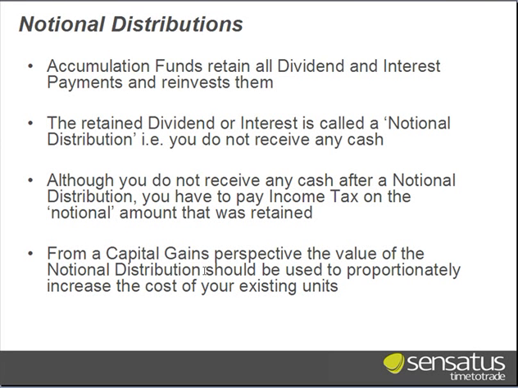So let's give a very simple example. If you own 100 units and let us say you receive £100 as a notional distribution, then the value of the notional distribution should be used proportionately to increase the cost of your existing units. So £100 divided by 100 units means that the cost of your units would increase by £1, therefore effectively offsetting future capital gains. This will become clearer when we walk through an example.